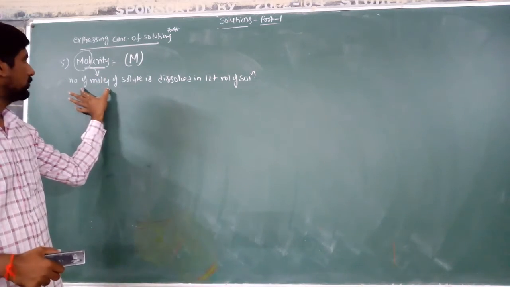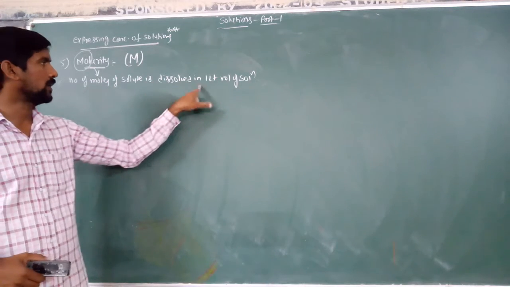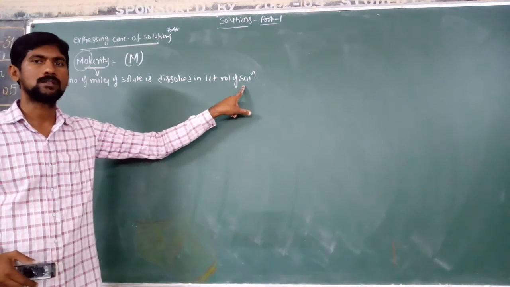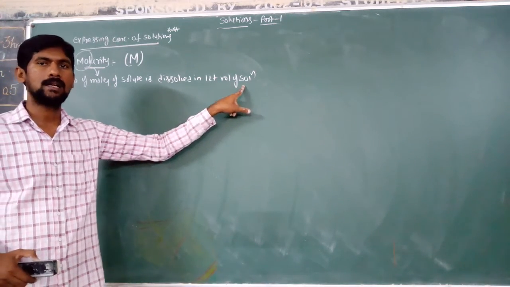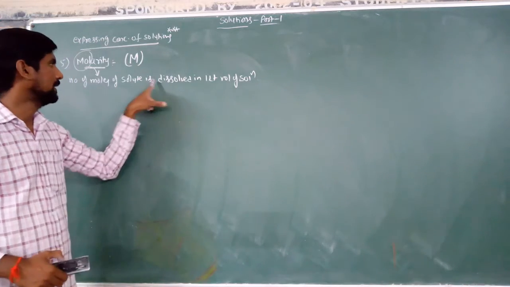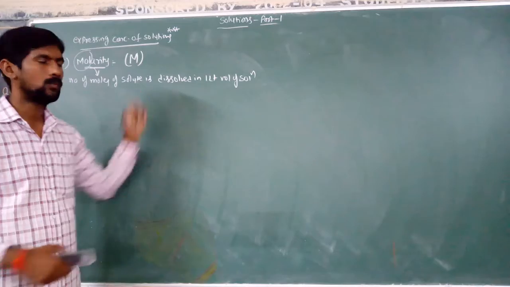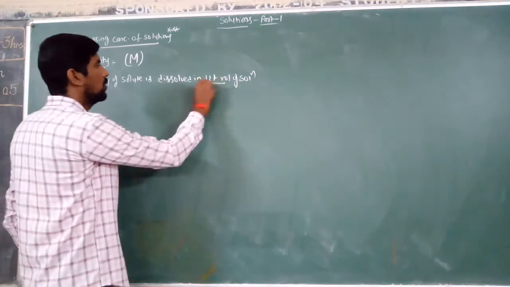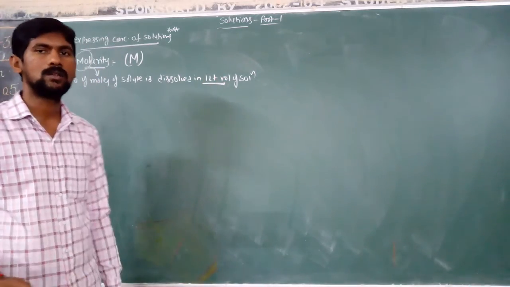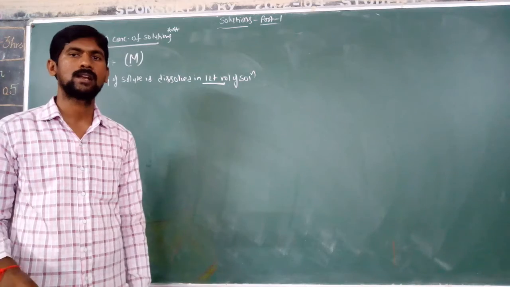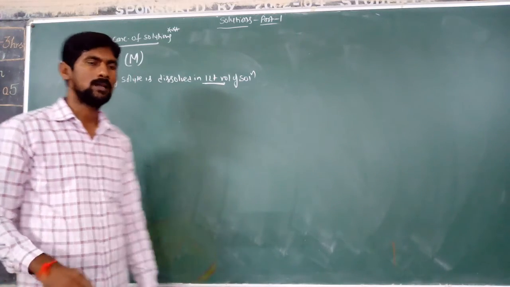What is molarity? It is the number of moles of solute dissolved in 1 liter volume of solution. The number of moles of solute is dissolved in what volume? 1 liter volume of solution. So from this definition you can write the mathematical formula for molarity.